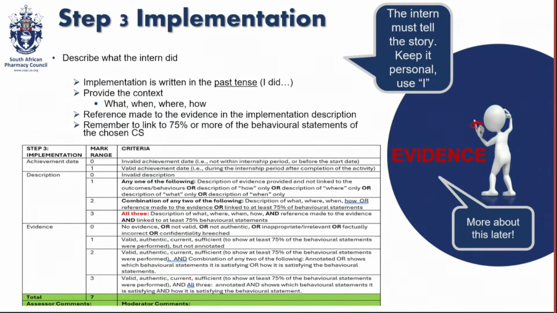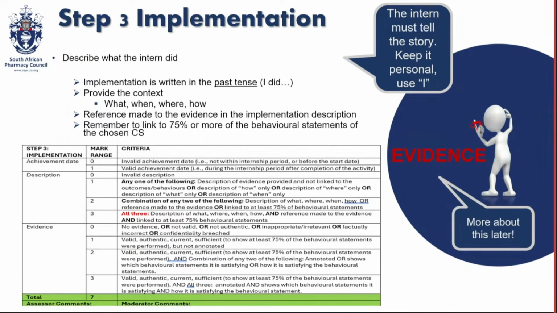So the evidence has to make sense. It has to be valid, authentic, current, and sufficient, which we'll go through just now in terms of what that means. And it has to be linked to at least 75% of the behavioral statements. And then all of the other, these three must be there.